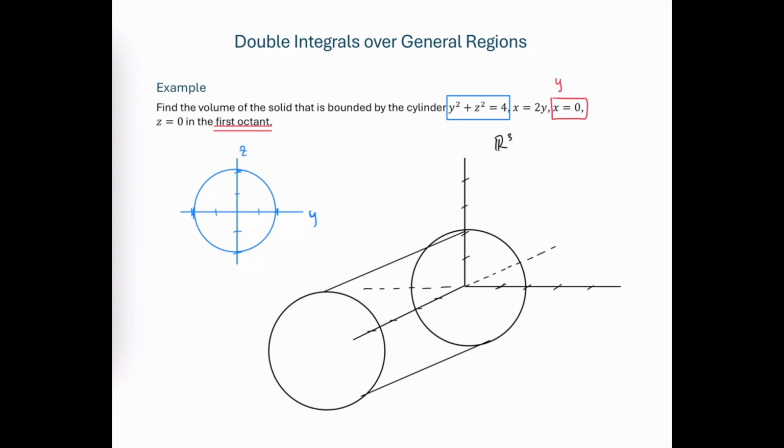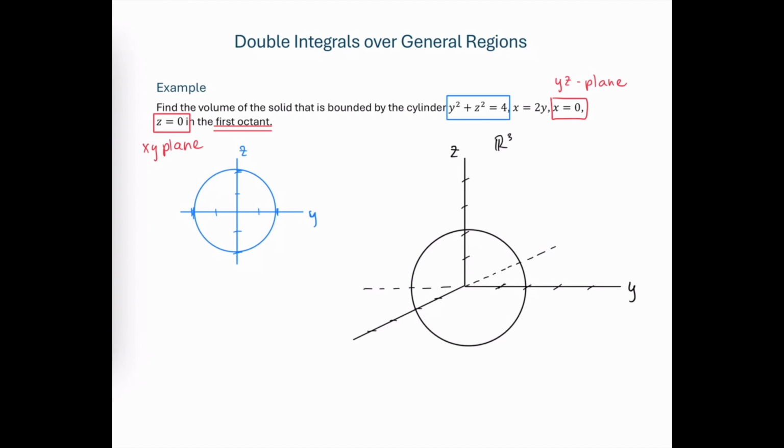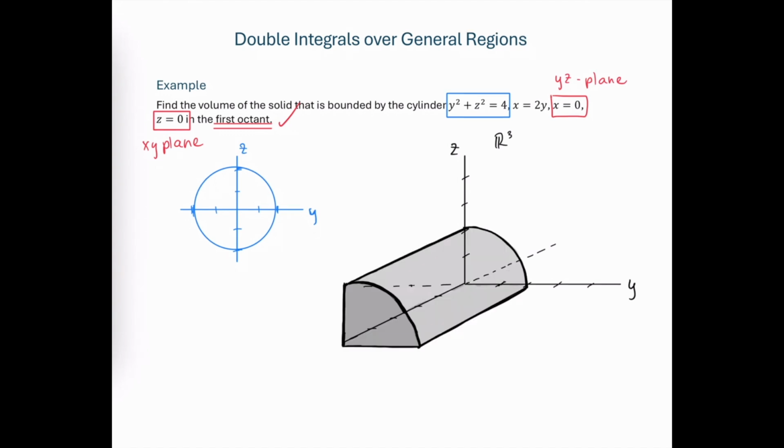The x is equal to 0 plane is the yz plane, so the yz plane is going to serve as like a back wall for our solid. Z is equal to 0 is the xy plane, which basically means that we're only going to be looking at the top half of this cylinder. Since we're focusing in the first octant, we can also get rid of this portion back here. And so far, our region looks like this, kind of like a little piece of quarter round that you might see at the bottom of a baseboard.